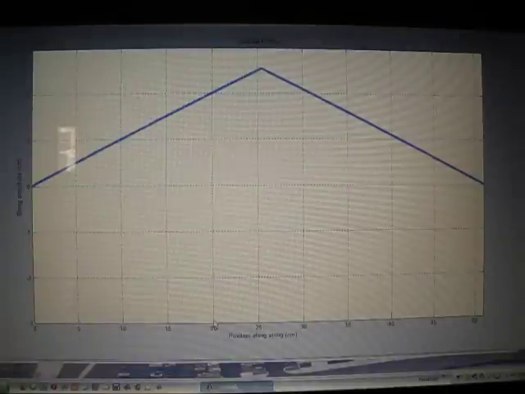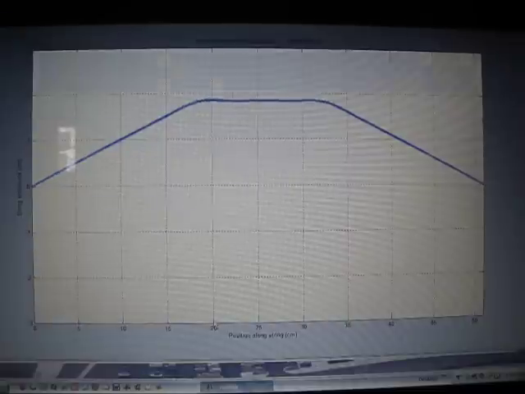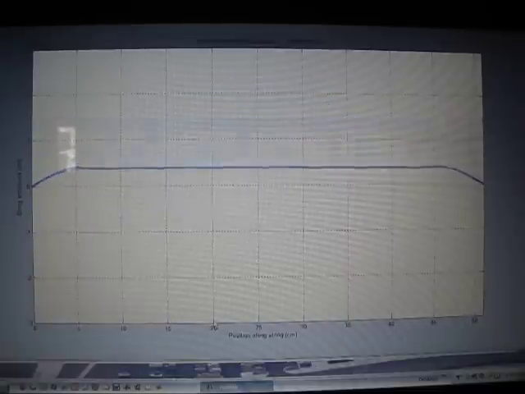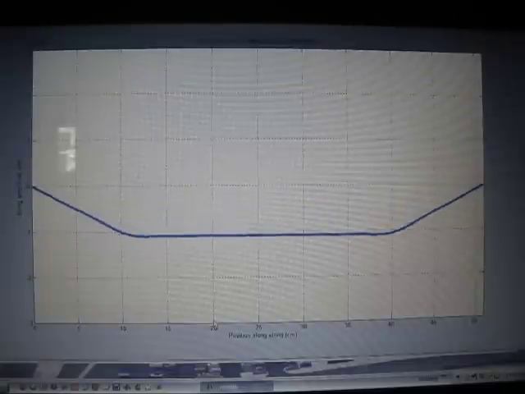Here is the second strike profile. This is symmetrical. The strike takes place at the halfway point. And you can see there is no left to right propagation here. It simply goes up and down.